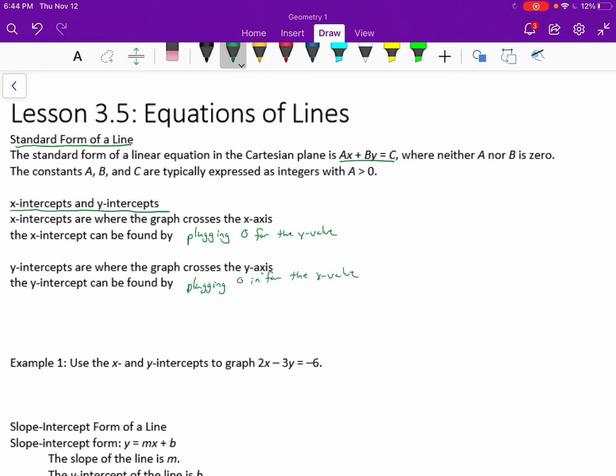The reason those things work out is because on the x-axis, the y value is always 0. You don't go up or down at all. And on the y-axis, the x value is always 0. You don't go left or right at all.